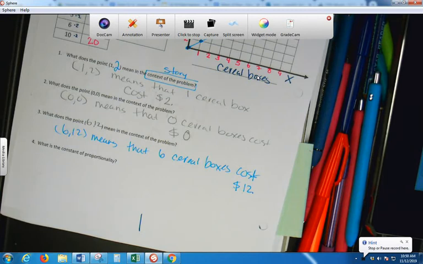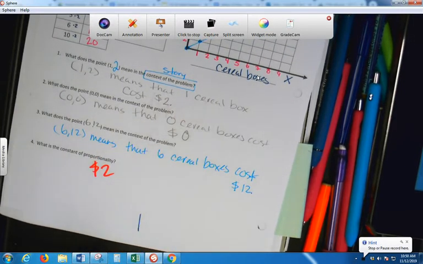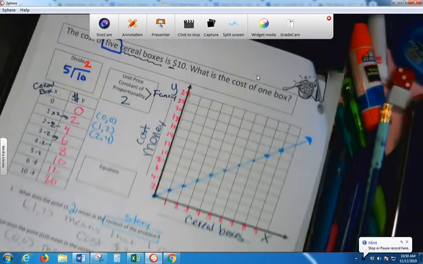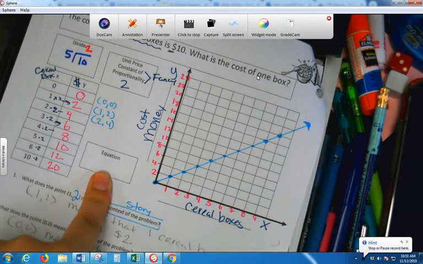What is the constant of proportionality? Unit rate. Yes, what is the value of the constant of proportionality? $2. How do we know that? Well, it's the very first number we got up here. Alright, the equation, I'll teach you tomorrow. Alright, move on to the next problem.